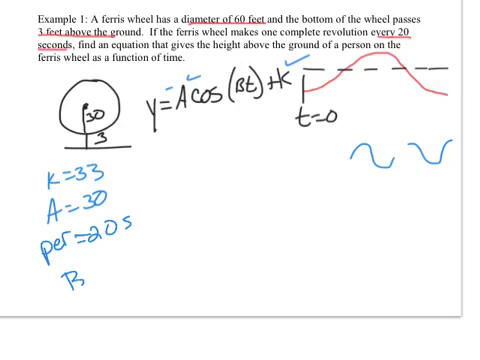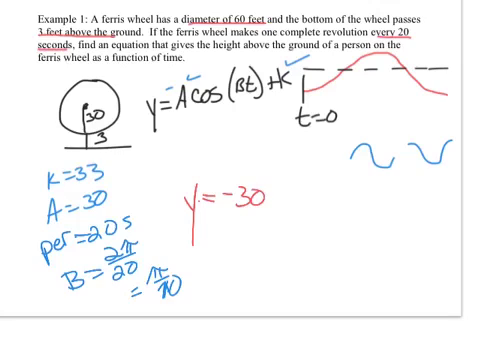So if I'm going to find the B value, it's 2 pi divided by whatever the period length is. So this ends up being pi over 10. Now all you have to do is put everything together for your final answer. Y is equal to negative 30, because it's a reflected cosine curve, times cosine of pi over 10 t, plus 33. And that's all there is to it.